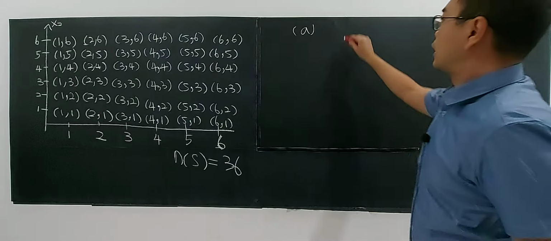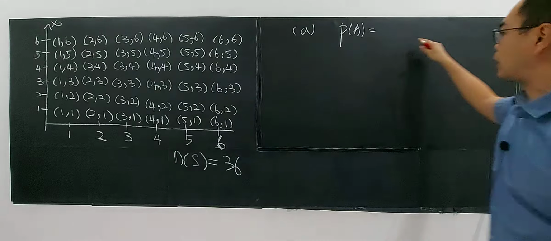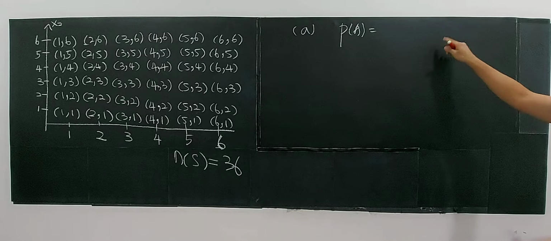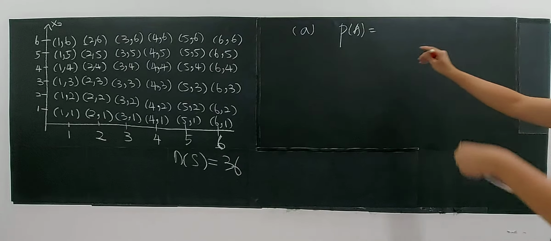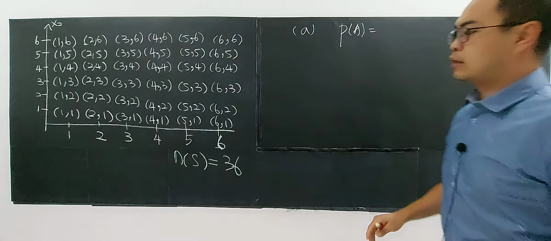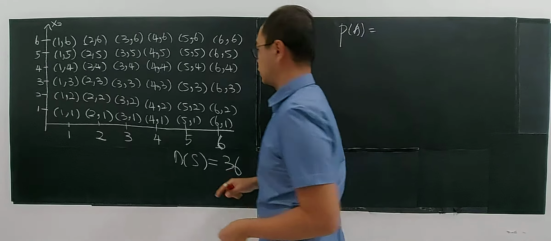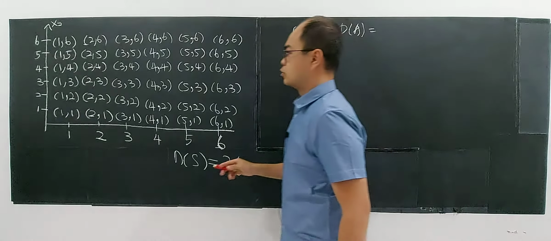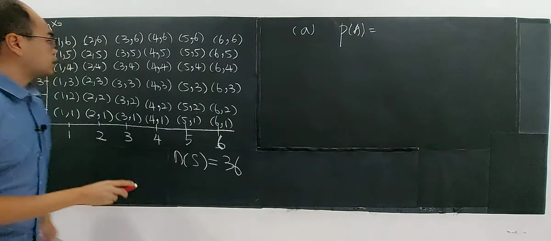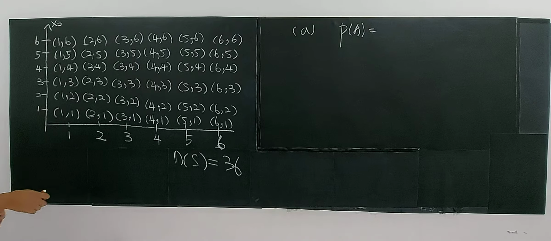You just define some variable for this question. Let A be the event that the sum of the two numbers is 8, right? Look at this question here. So where are the numbers whose sum is 8? I'm not going to list them for you, you just see from here.